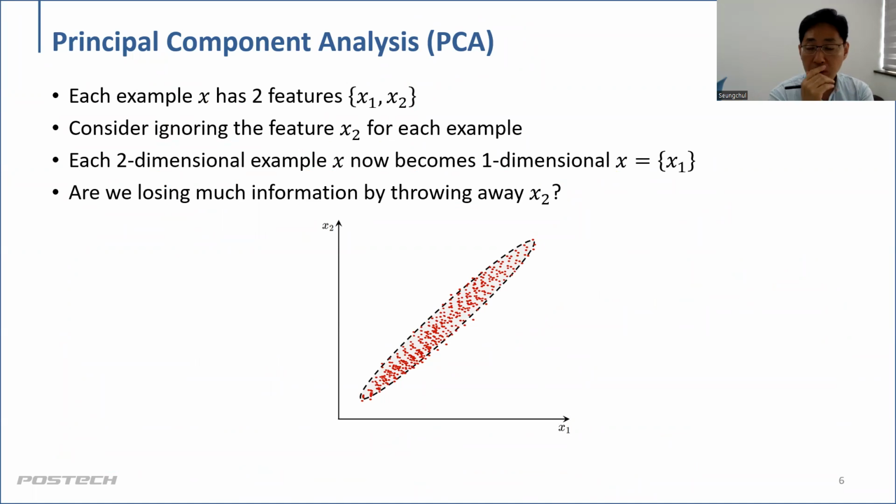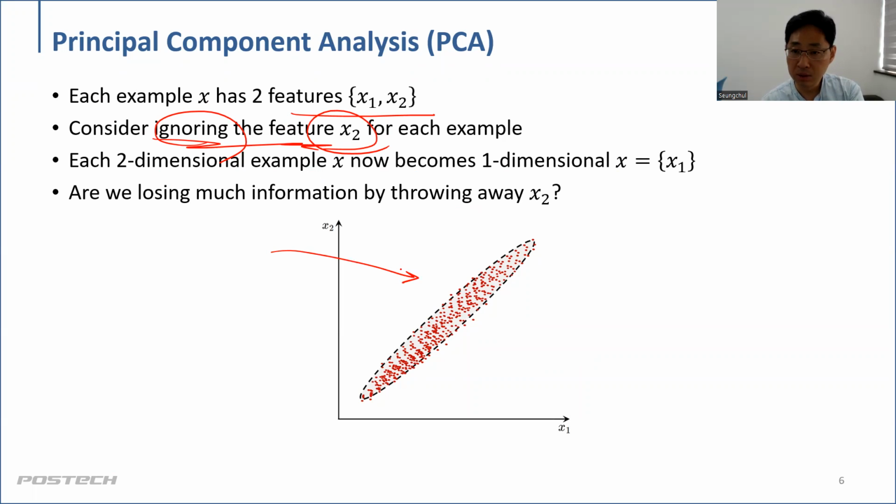Okay, with that, let's move on to another example. Suppose you collect a data set again, in two-dimensional space. Suppose you heard from someone that dimension reduction is always good, so you ignore the second feature again, with this kind of distribution in the original data set.